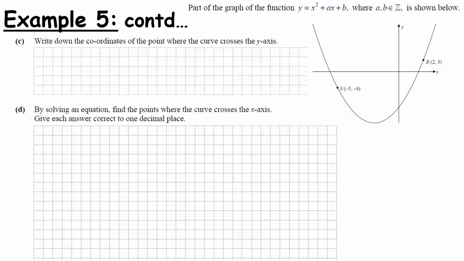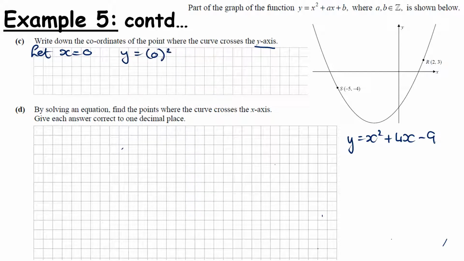So now we extend this, and it asks us to write down the coordinates of the point where the curve crosses the y-axis. We've just talked about this. Just to remind you, y is equal to x squared plus 4x minus 9. If I want to find where it crosses the y-axis, or the y-intercept, our rule is we let x equal 0. The same rule that we have when we're dealing with coordinate geometry of the line. So y is equal to 0 squared plus 4 times 0 minus 9. So y is equal to minus 9.